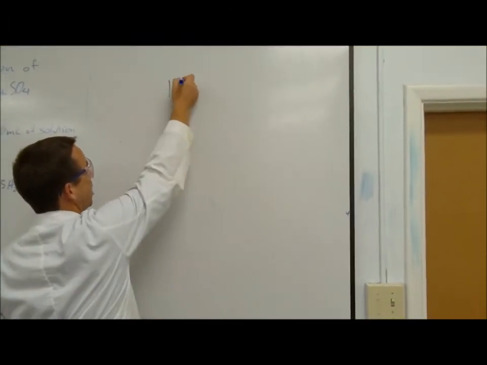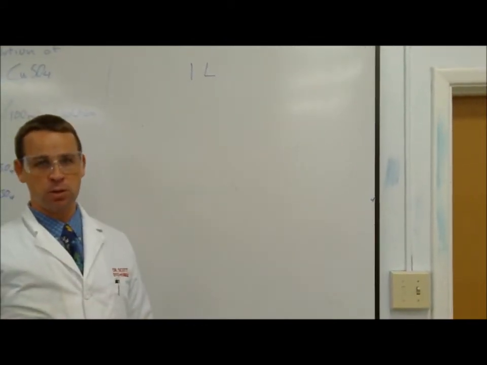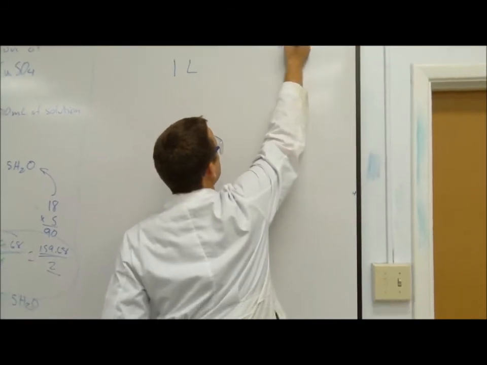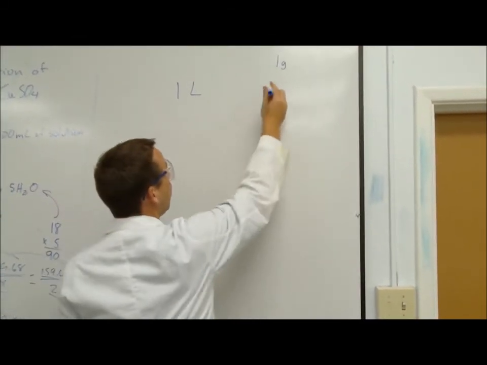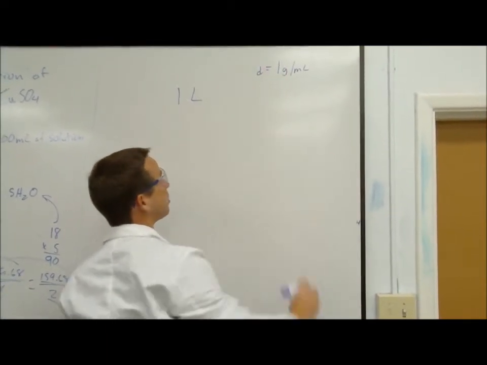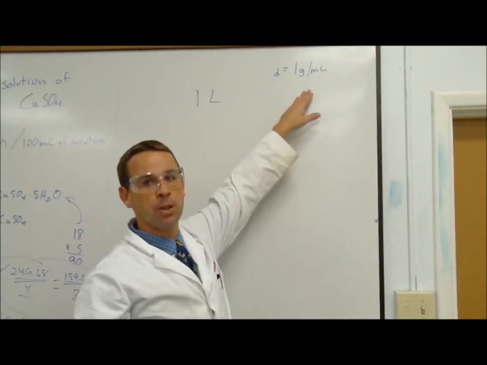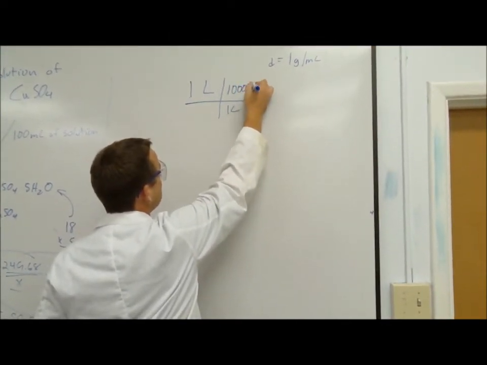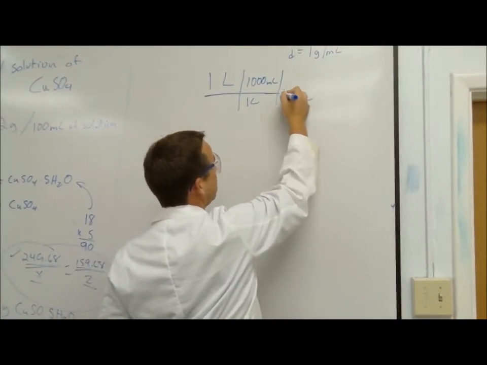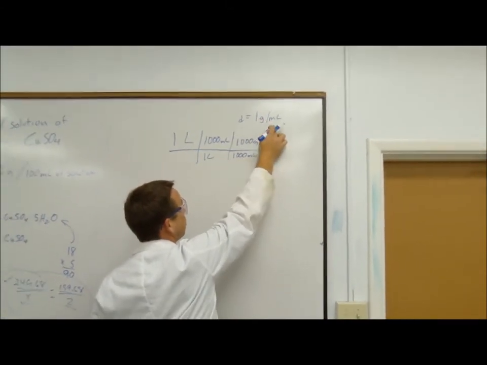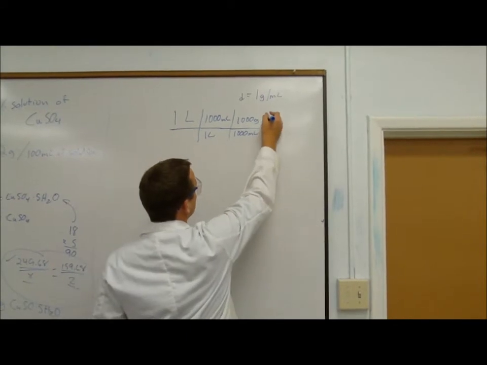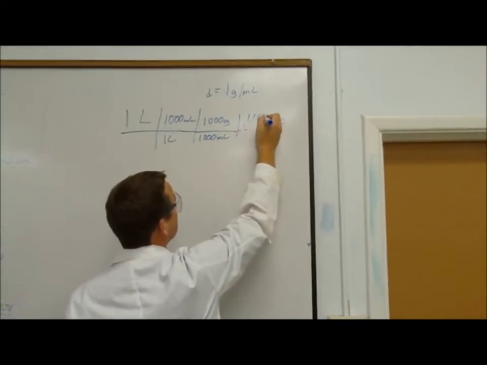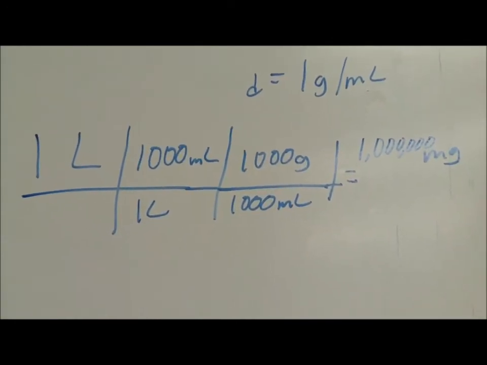Well, if we had, for example, 1 liter of solution, 1 liter of an aqueous solution, if we assume the density of that aqueous solution is 1 gram per milliliter, it doesn't necessarily need to be, but for this scenario we can assume 1 gram for every milliliter, that's the density of the solution. So if we have 1 liter and it's 1 gram per milliliter, then 1 liter is also 1,000 milliliters, and 1,000 milliliters is also 1,000 grams, because 1 gram is equal to 1 milliliter. Therefore, in milligrams, 1 liter is 1 million milligrams. So 1 liter is 1 million milligrams.